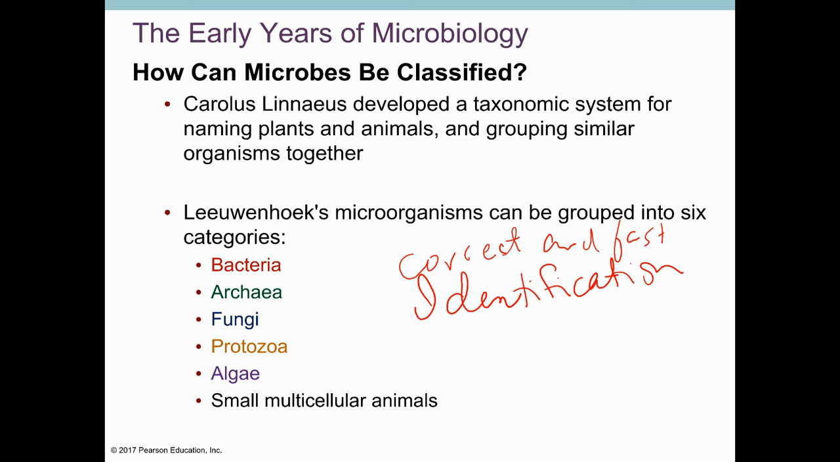Like we said, Leeuwenhoek's microorganisms actually only included these things. The things he saw were fungus, protozoans, algae, and animals. And then we've added in these two here, and we will talk about virus as well. These are the main groups of microorganisms that we're going to be talking about during the microbiology course. We're going to briefly touch on each of these right now, but this is really an overview for the whole course.